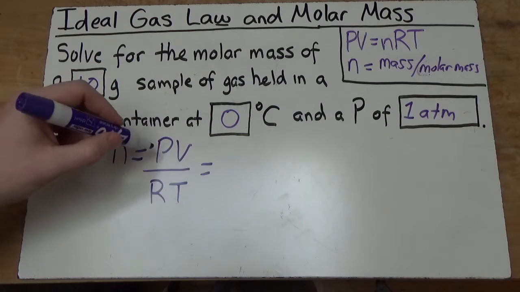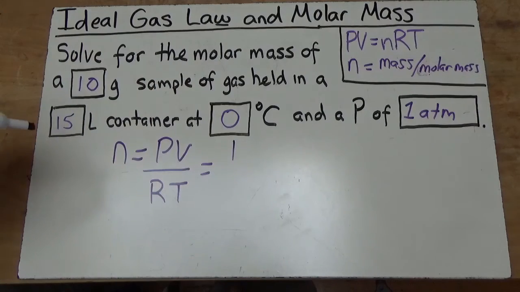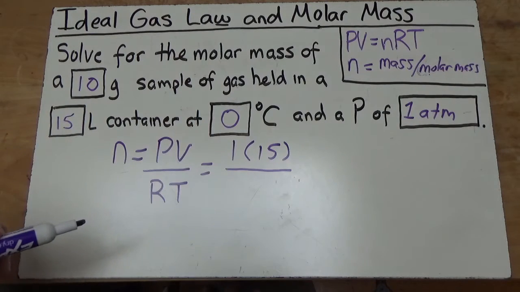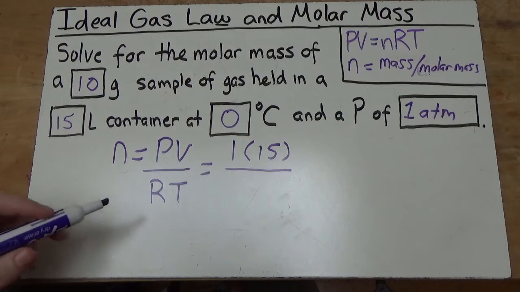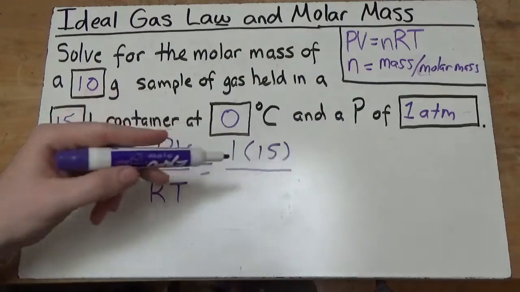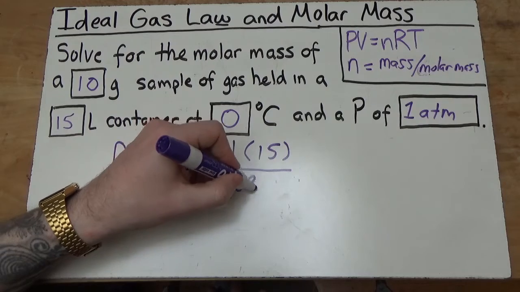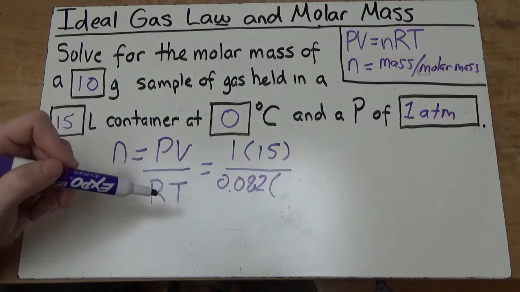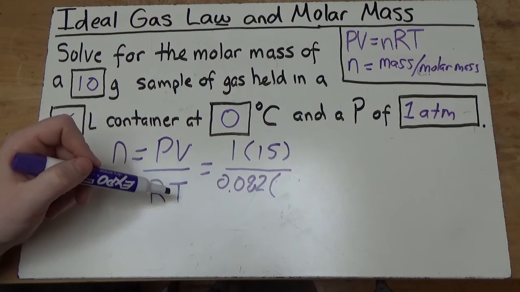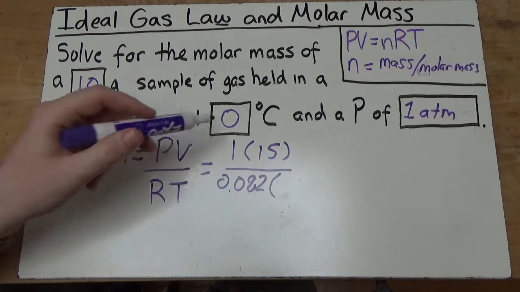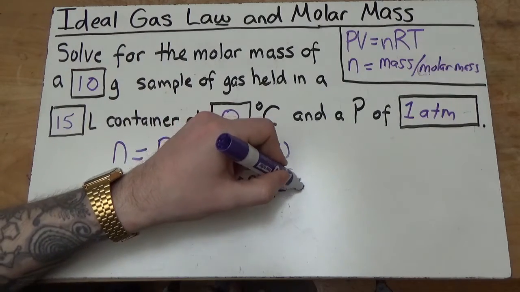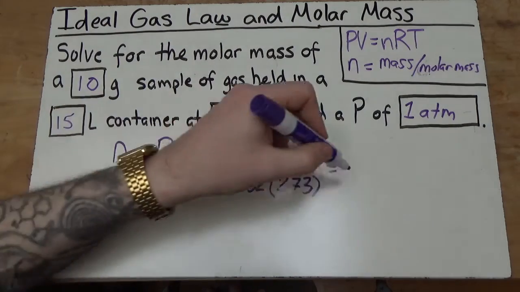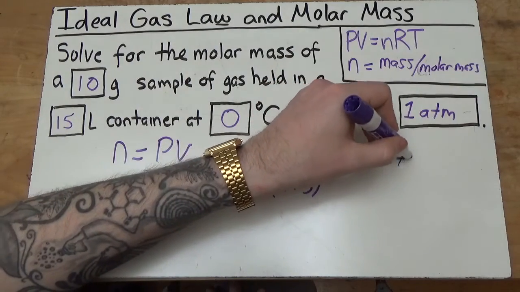We're going to plug this in, P, 1 atmosphere, V, 15 liters. R has to be 0.082 because P is in atmospheres. And finally, 0 degrees Celsius for my temperature, but before I can plug it into my equation, I have to convert to Kelvin. To convert to Kelvin from Celsius, add 273. When I solve this problem, I'm going to get 0.67 moles.